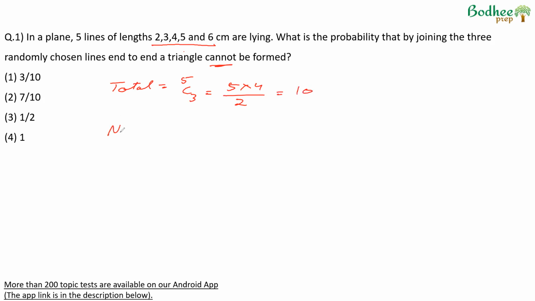When will a triangle not be formed? These become the favorable cases in our question. This will happen when the sides are 2, 3, 5. Sum of two sides has to be greater than or equal to the third side. 2, 3, 6: 2 plus 3 is less than 6. 2, 4, 6: 2 plus 4 is equal to 6. 2, 5 is more than 6. 3, 4 is more than 6. So for these 3 cases, we will not get a triangle, and therefore the probability becomes 3 by 10. 3 favorable cases where we are not getting a triangle upon 10 total number of cases.